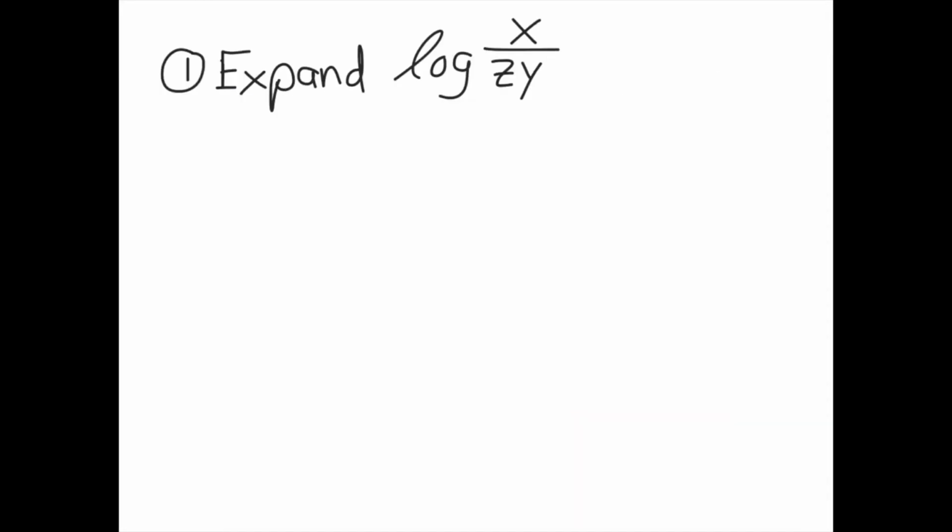So here's my first example for you today. It says expand log of x over zy. And you want to notice right away that we have a quotient overall, log of a quotient, and that this is a base 10 logarithm. That happens anytime that the base is not showing. It's called the common logarithm. So in order to expand this, we just want to use our quotient rule first. We'll say log base 10 of the top minus log base 10 of the bottom.